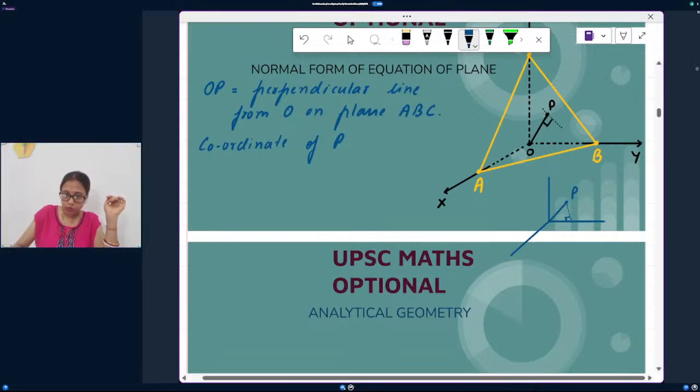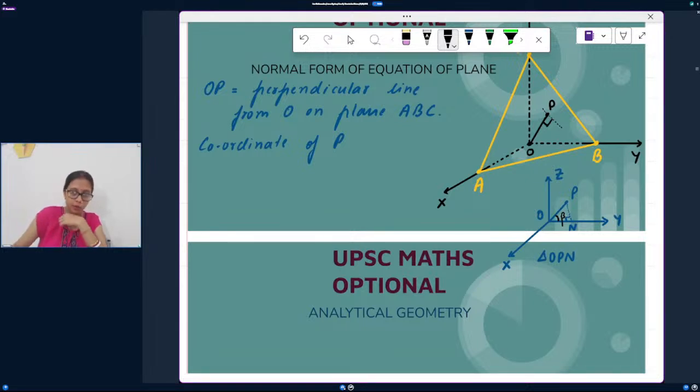This is O, P, and N, let's say. So you can see triangle OPN is a right angle triangle. What will be the angle of that line making with the y axis? This is with the positive y axis. This is beta. Right? Direction angle, one of the direction angle. Same, this line will make gamma with the z axis and alpha with the x axis. So this line is beta.